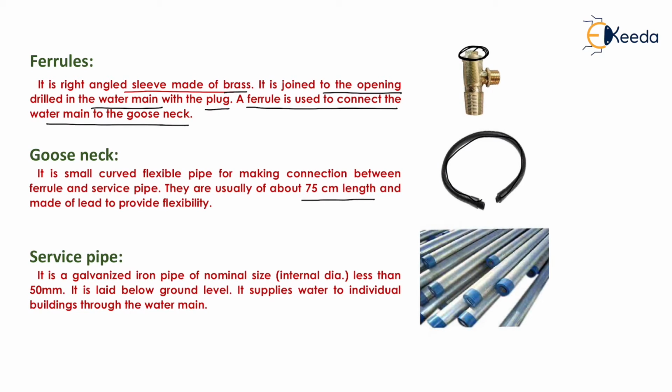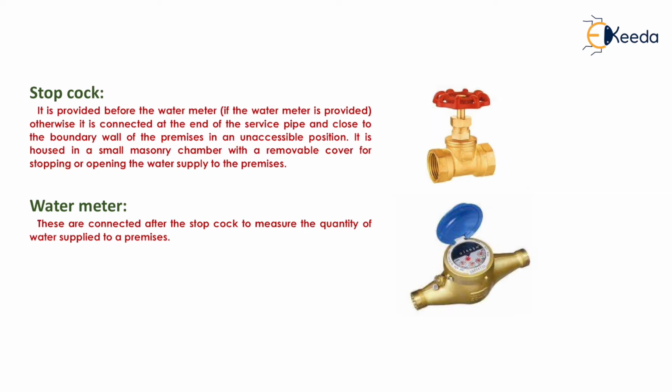Now next will be the service pipe, which is generally of galvanized iron pipe of nominal size, that is internal diameter less than 50 mm. It is generally laid below ground level. It supplies water to individual buildings through the water main. We have already seen this in our life, that is the galvanized iron pipe.